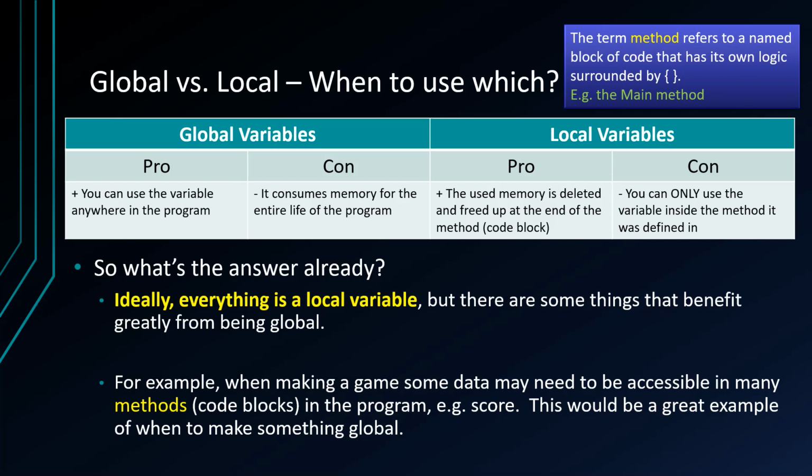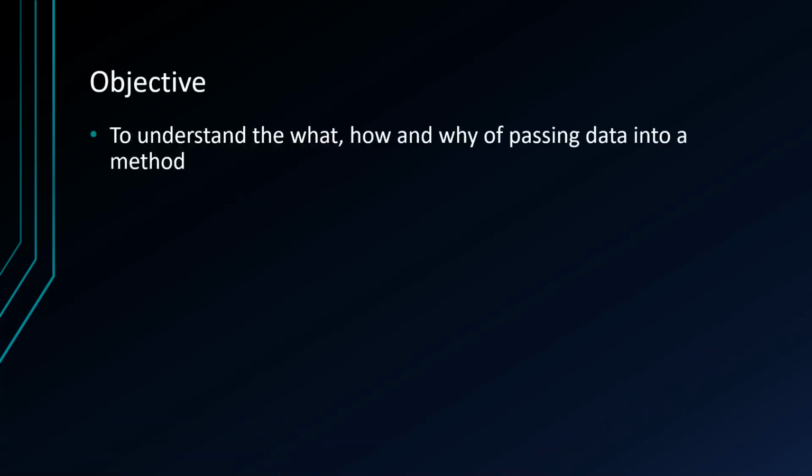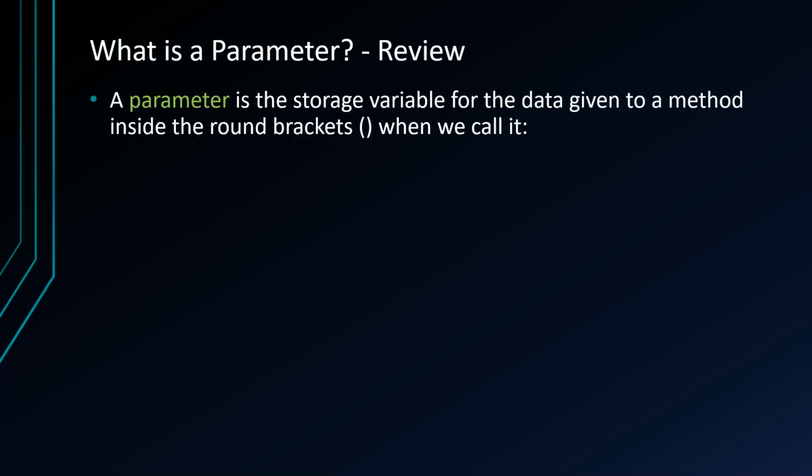Okay? All right. So now that we have covered scope, let's go back to another term that we've referred to before as well, parameters. Now, parameters, if you recall, are basically, well, let's not get ahead of myself here. What is our objective here? Our objective is to understand the what, the how, and the why of passing data into a method. Well, that's where the term parameter really comes into play. What do I mean by that?